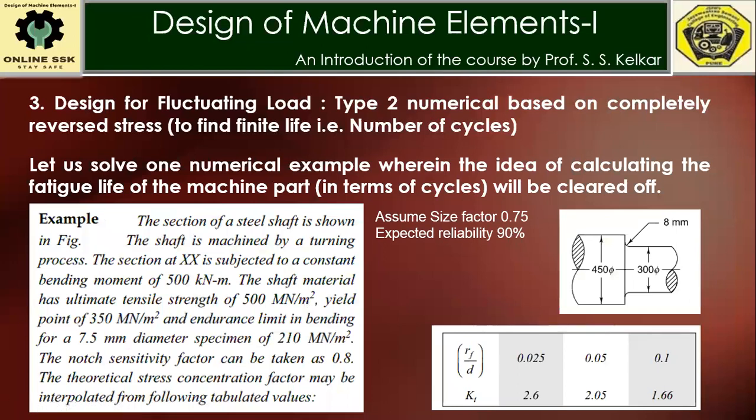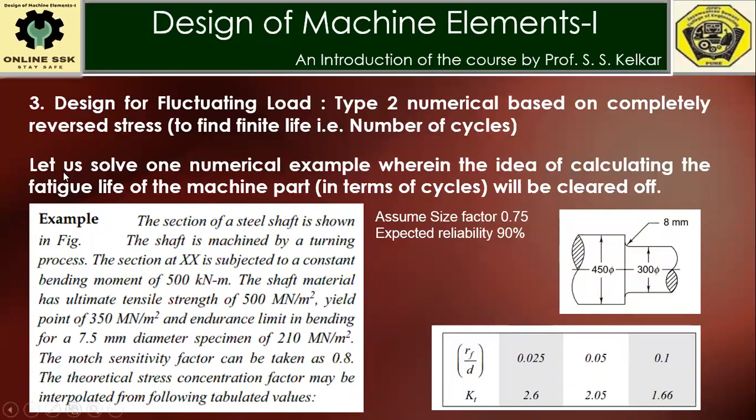To clear the idea, let us solve one example wherein we need to find out the life of the machine part when all other things are specified. Finite life, of course. The machine part will be subjected to completely reversed loading, and hence completely reversed stress will get induced inside the machine part, and the life of the machine part will be finite, that means lesser than 1 million revolutions or cycles. And how much that will be, that we need to calculate.